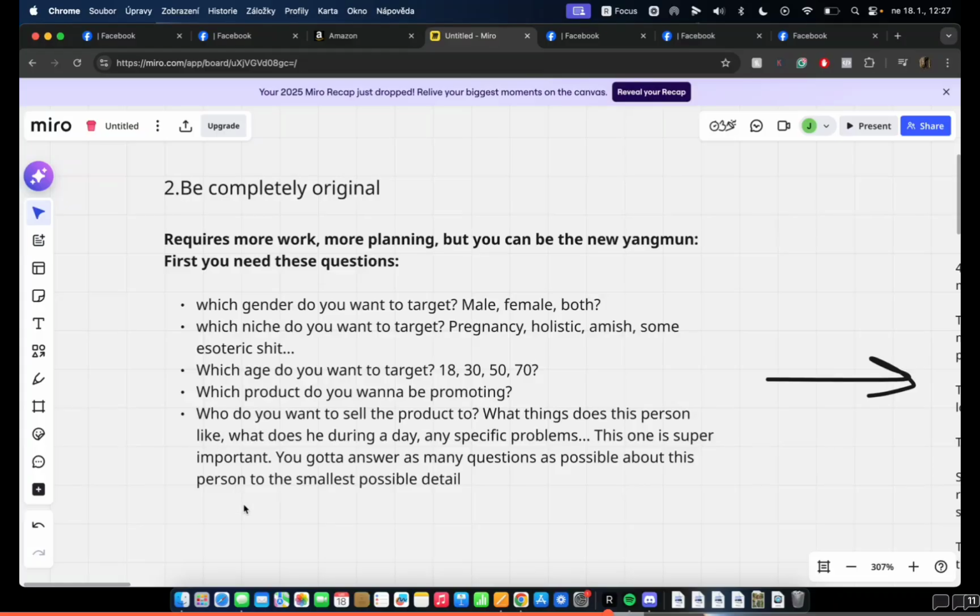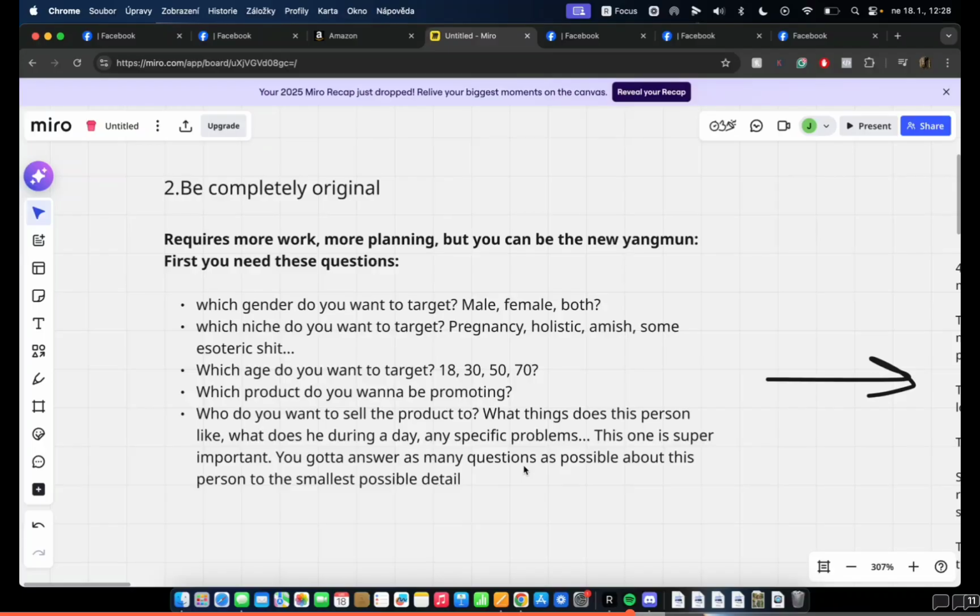And then also, who do you want to sell the product to? This is probably going to be the most extensive question. You really need to figure out who the person buying the product is going to be. So you're going to have to answer a bunch of questions, like what does this person do throughout his day? Does he have kids? Does he not have kids? If so, what age are his kids, which is probably going to depend on how old he is.